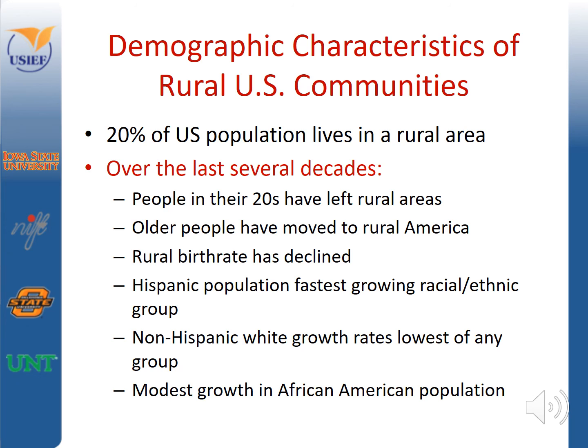Rural birth rates have been declining. Hispanic population has been the fastest growing racial and ethnic group within rural areas. Non-Hispanic white growth rates have been the lowest of any group. There has been modest growth in African American population within rural communities in the United States.